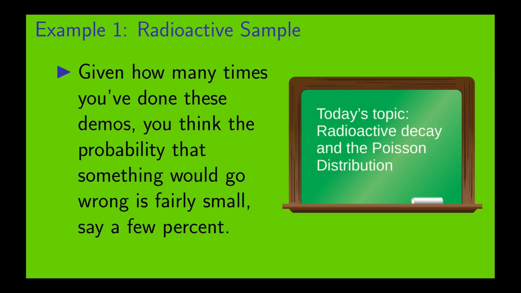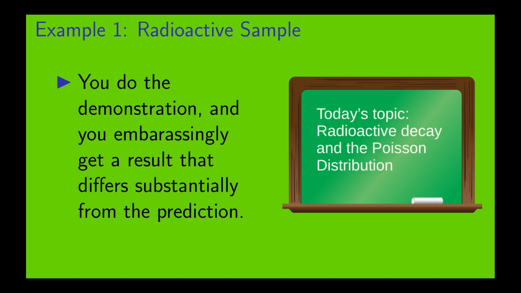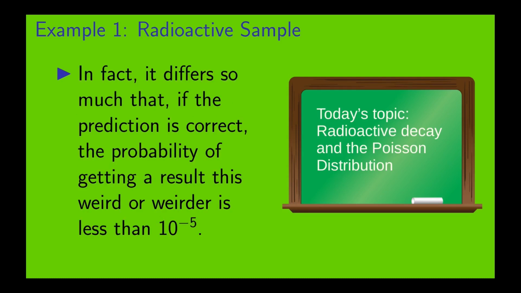Given how many times you've done these demos, you think the probability that something would go wrong is fairly small, maybe a few percent. Now, let's say you do the demo, and embarrassingly, you get a result that differs substantially from the prediction. In fact, it differs so much that, if the prediction is correct, the probability of getting a result as weird or weirder than this one is less than 10 to the minus 5.